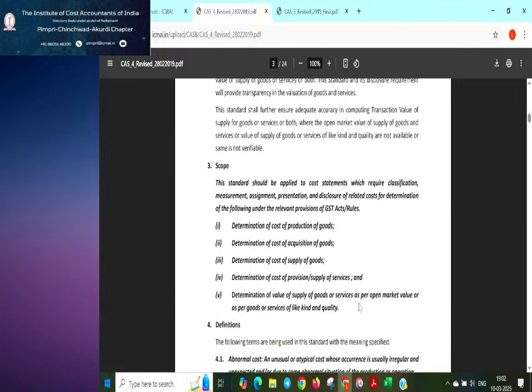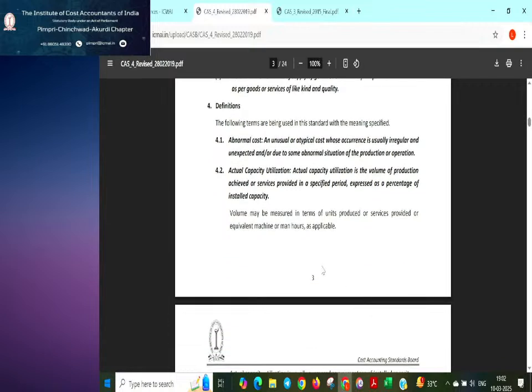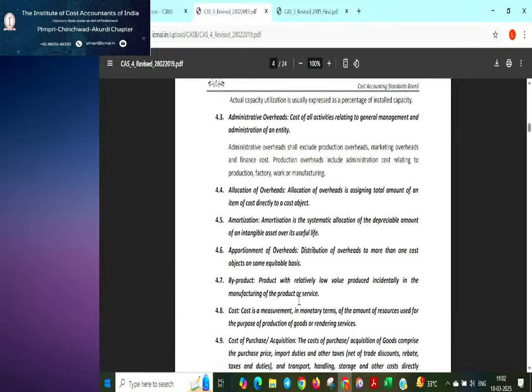The objective, of course, the scope, definitions, once again it goes by what is abnormal cost, what is actual capacity utilization. Actual capacity utilization is always expressed as a percentage of installed capacity. This we have seen in our problem, right? Similarly, administrative overheads we have seen what are all included, but what does it exclude? Production overheads, marketing overheads and finance cost. Finance cost is always excluded, whether for working capital or long-term capital, it will be shown separately. It will not be mixed with any of the overheads.